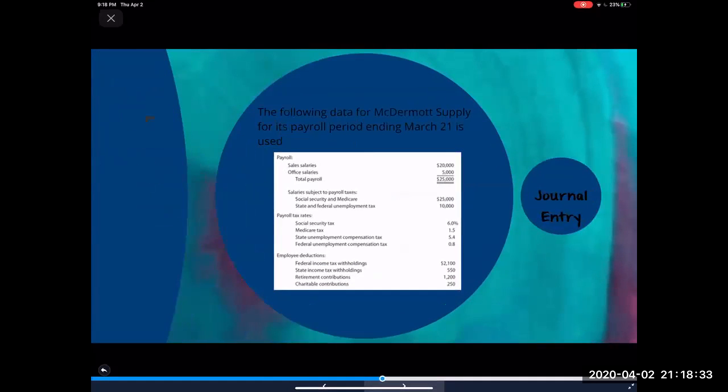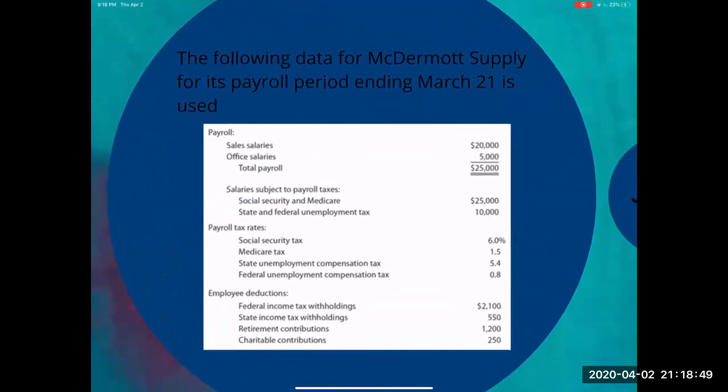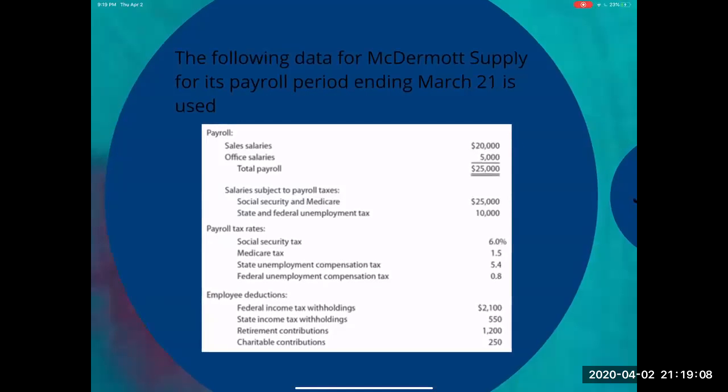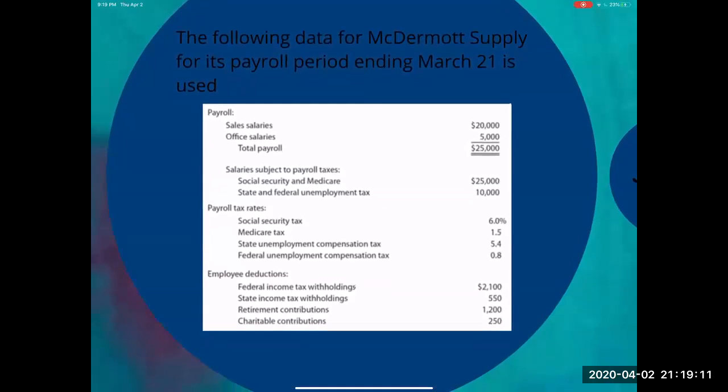So let's talk about recording payroll. The following data from McDermott Supply for its payroll period ending March 21st is used. Here's our payroll: our sales salaries are 20,000, our office salaries are 5,000, so that's a total of 25,000. Then it tells us that the salaries subject to payroll taxes are 25,000 for Social Security and Medicare, and 10,000 is subject to federal and state unemployment taxes.